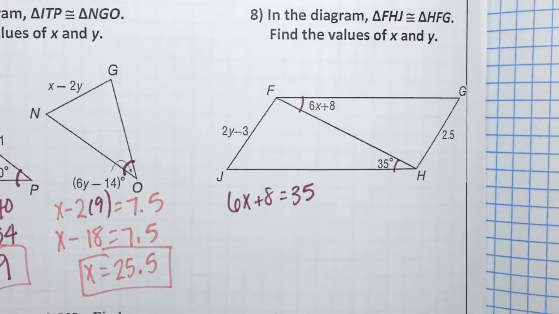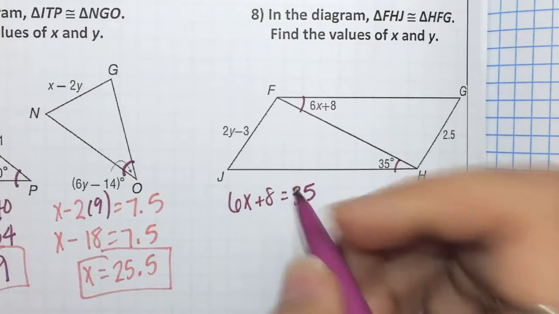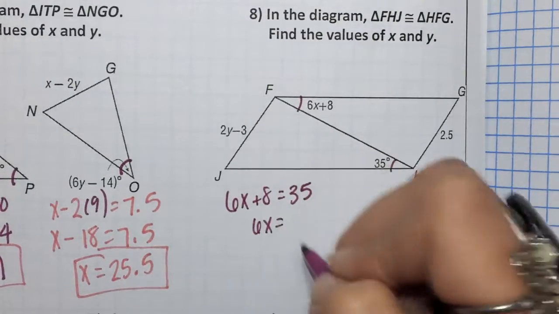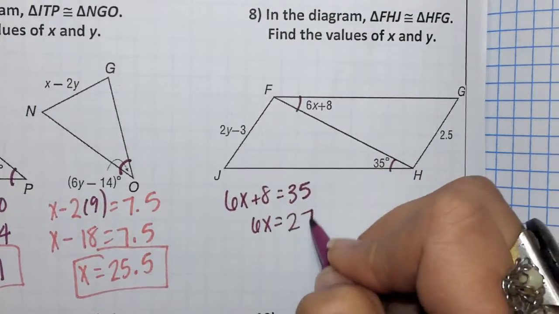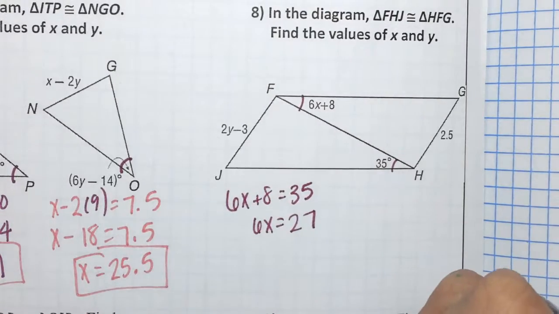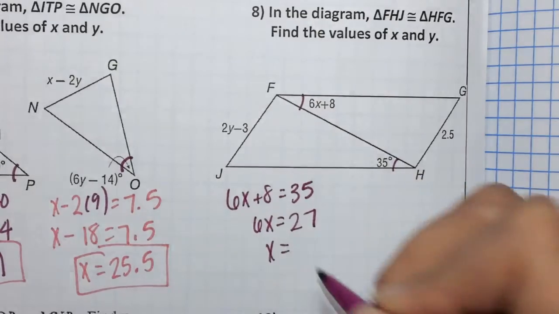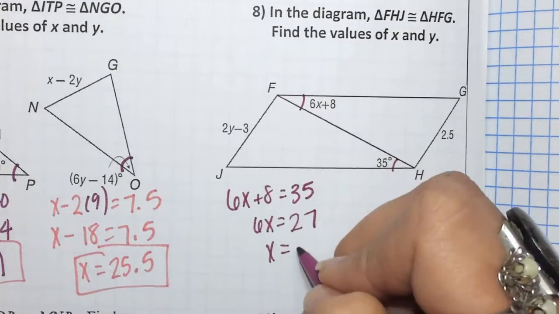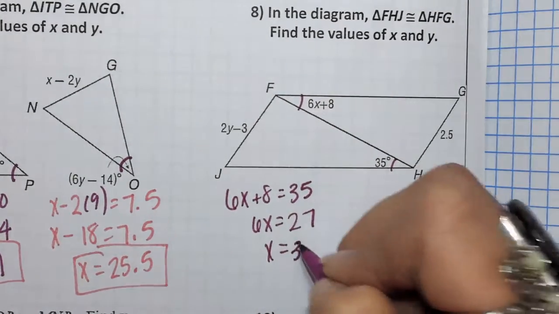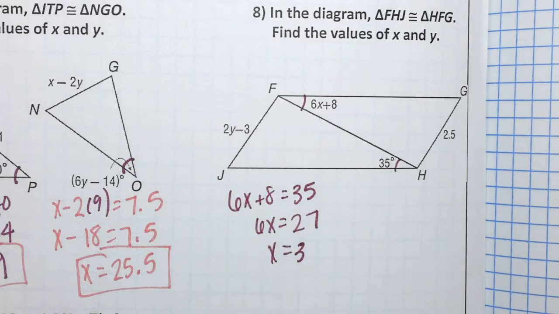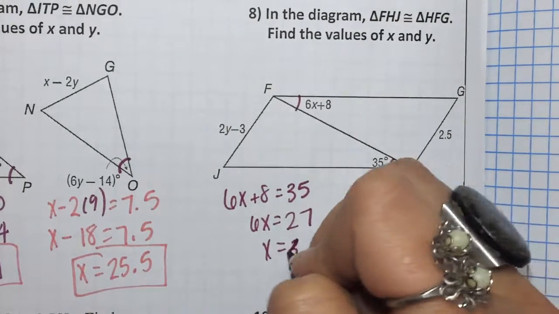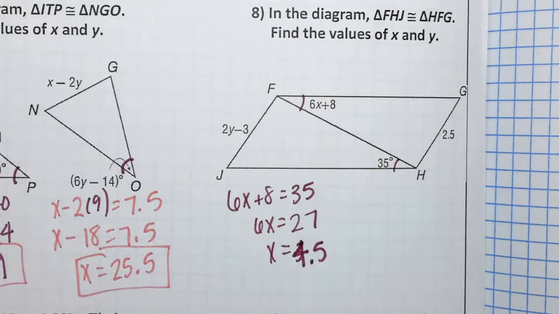Okay, now what would I do from here? Subtract 8. And 6x equals? Oh, this is going to be ugly. But that's okay, we're not afraid of those. I think... not 4.5. I'm just taking your word for it.